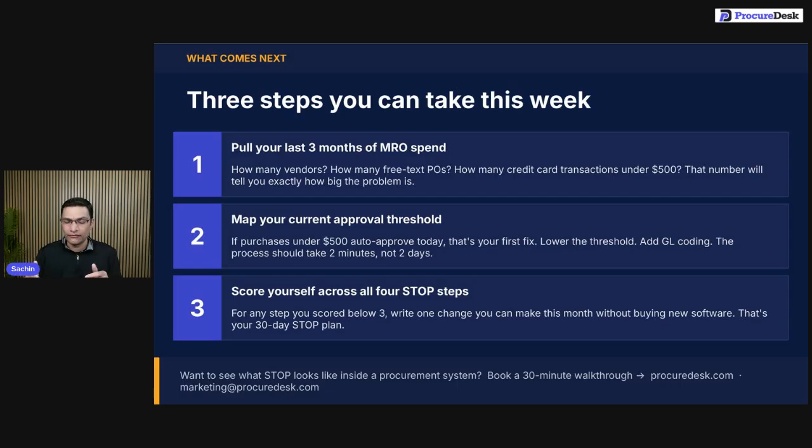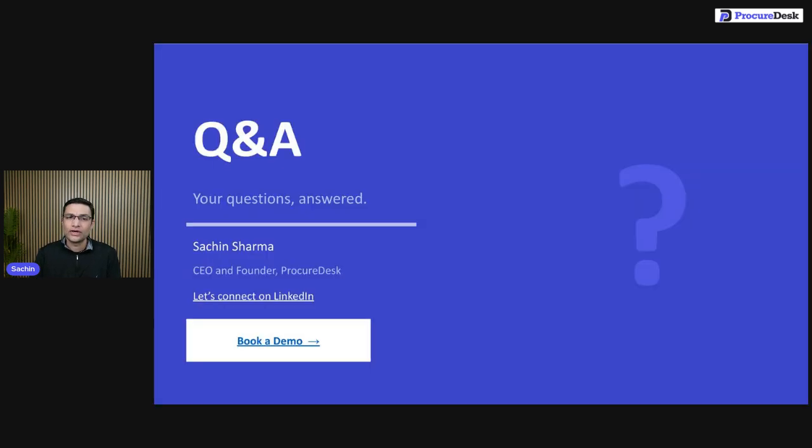So if you realize there is a lot of volume which is less than $500, maybe you want to adjust your approval thresholds and have a requisition process set up, right? And number three is I would score across all four steps to see where we are in each one of them, so you can define an actionable roadmap to follow and improve your process and get better visibility in your MRO spend.